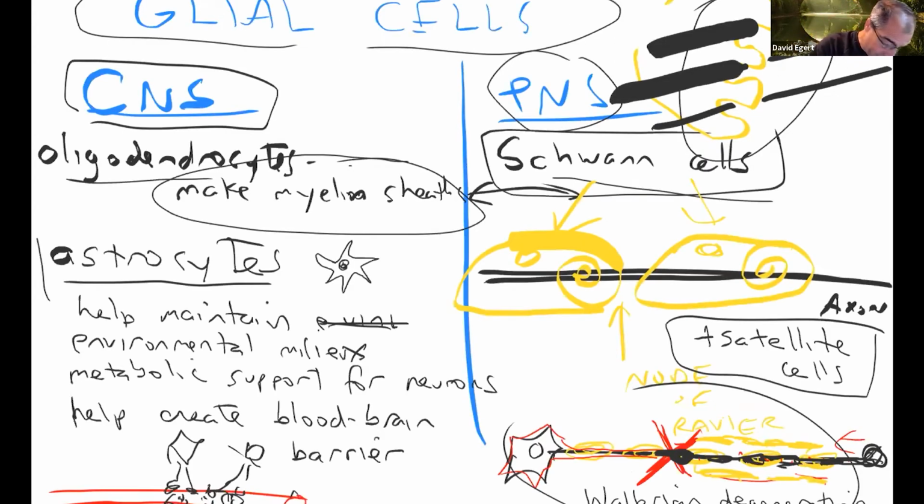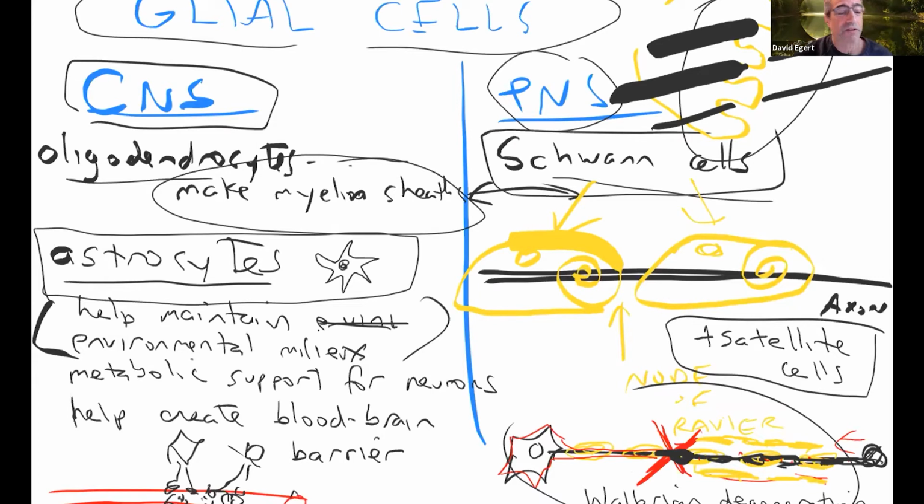All right, so CNS astrocytes help maintain that environmental milieu, or the external environment is probably an easier way to say it. I like using these French words because they're fun to say. They're prettier than some other languages. The metabolic support for neurons, like I said, is critical for delivering sugars and other things to the neurons. And again, the blood-brain barrier.